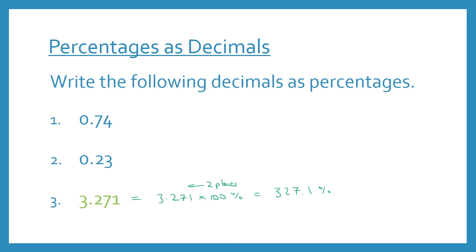327.1%. Now this one is a bit difficult because we had a decimal which was bigger than 1, so we're going to end up with a percentage bigger than 100%. And we also had 3 decimal places here, which meant that our percentage was going to end up having a decimal in it as well.